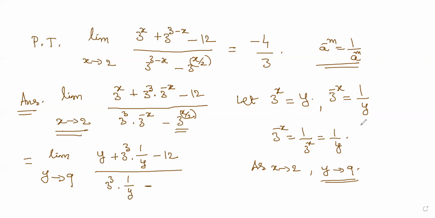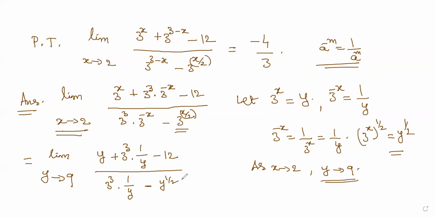This is a very funny thing. 3 power x is y. 3 power x by 2 means 3 power x whole power half. That is y power half. Understood now.